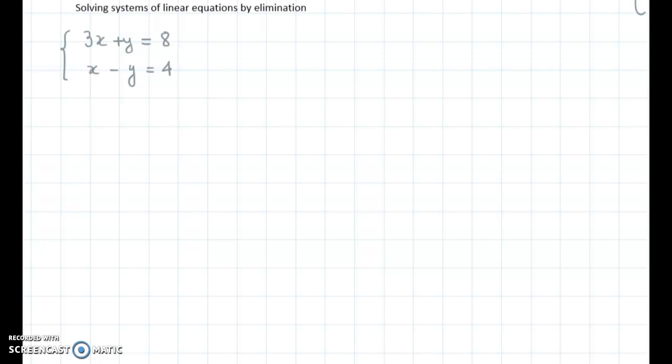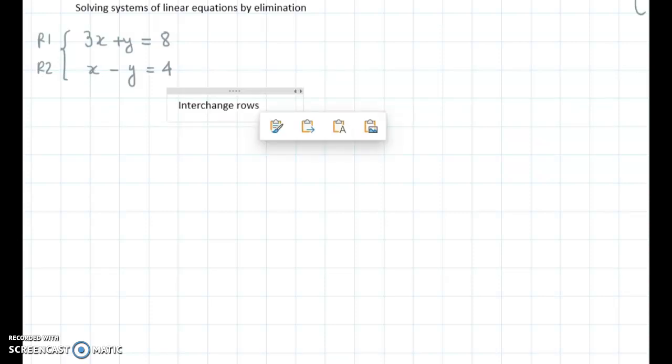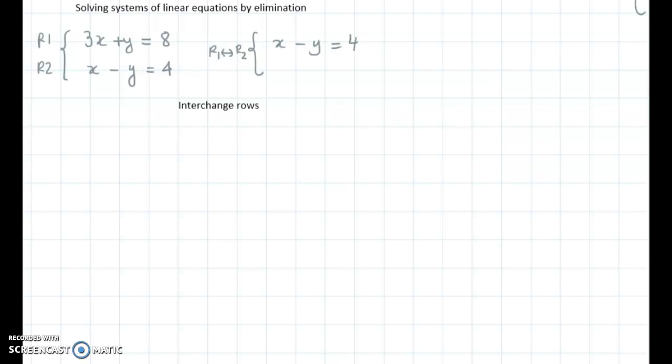Let's call our equations equation 1 and equation 2, but let's talk about them as rows, row 1, row 2. So the first thing I want to do is to interchange the rows. This is one of the legal moves that we can take. We can interchange rows, and that's what I'm going to do over here. I'm going to change row 1 by row 2 and row 2 by row 1. So I can write this as row 1 changes to row 2. So I'll be left with x minus y is equal to 4 in the first row and 3x plus y is equal to 8.